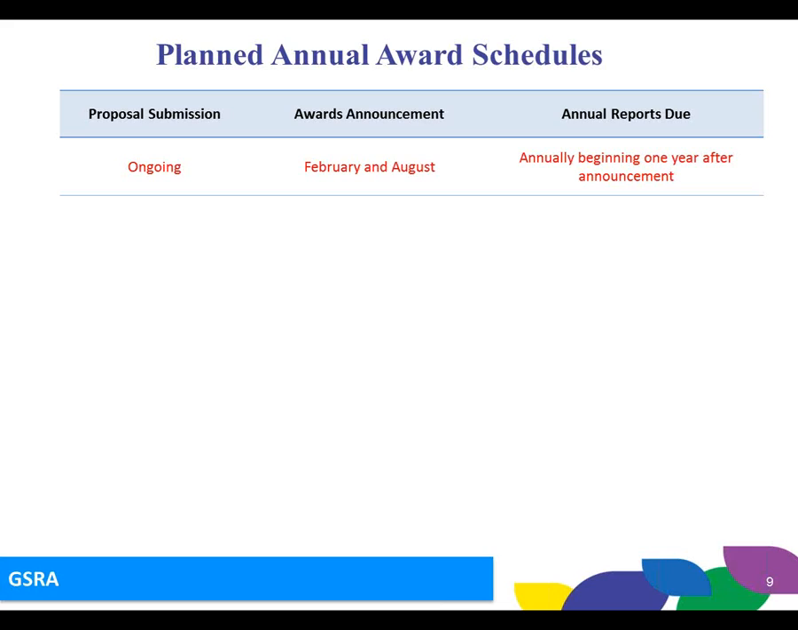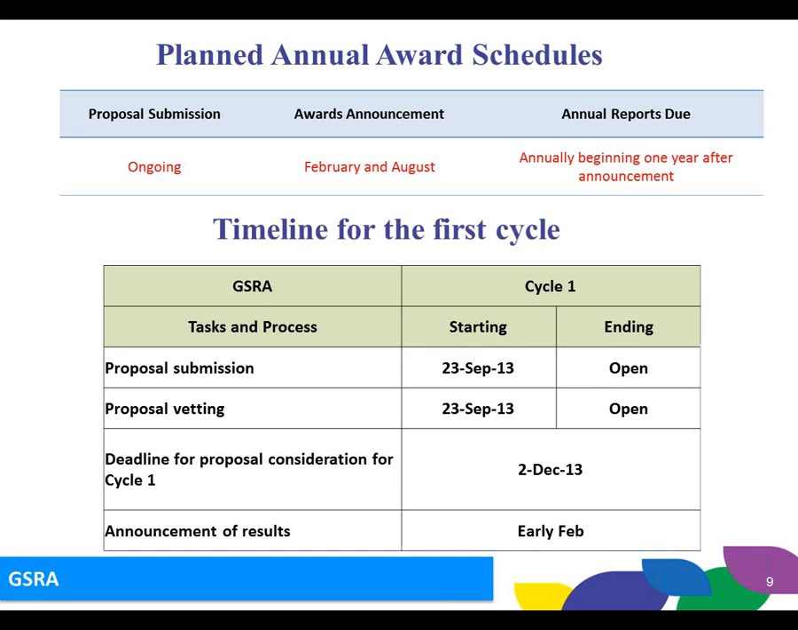The first one will be in February, and the next one will be in August. Now, annual reports, once the awards are announced and the proposals start, will be due annually, beginning a year after the project starts. Timeline for the first cycle. As I said, the proposal submission and vetting will be ongoing.